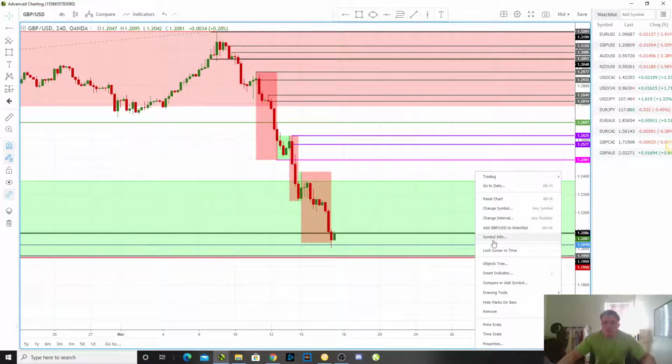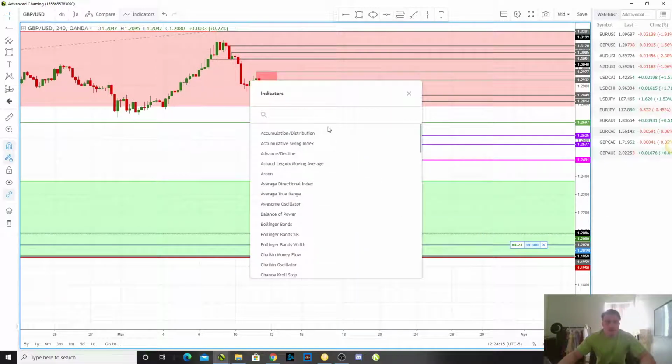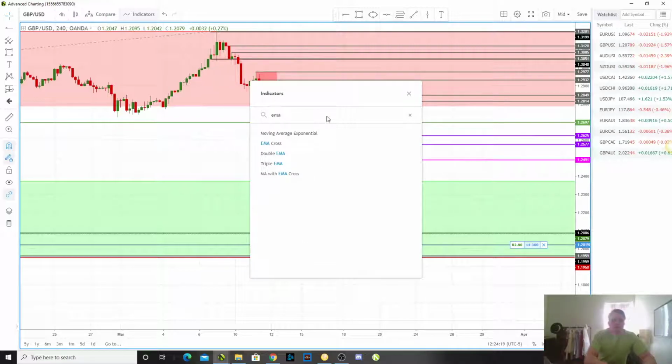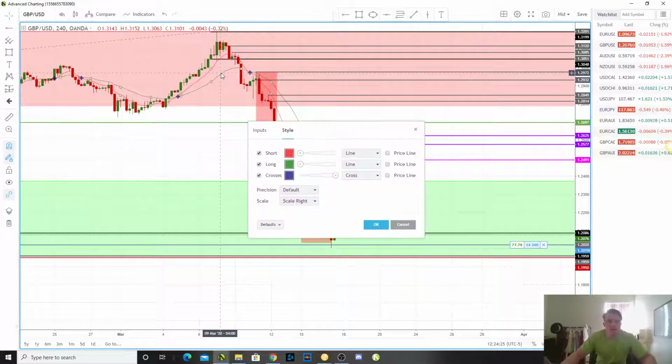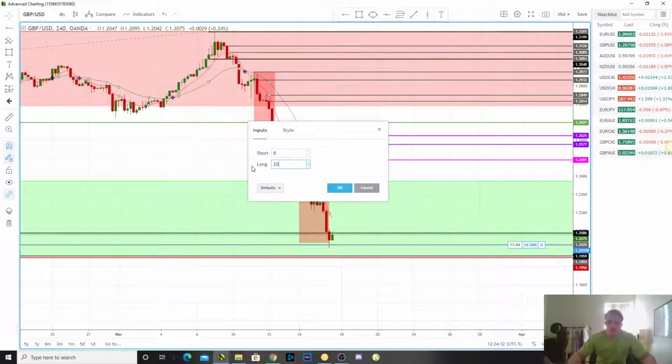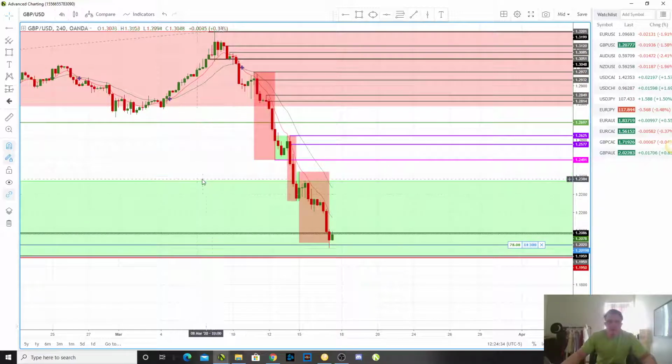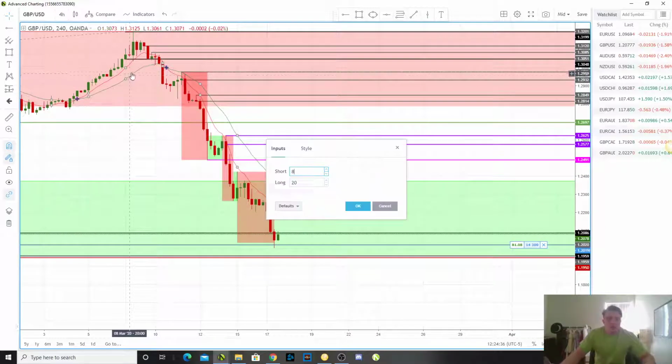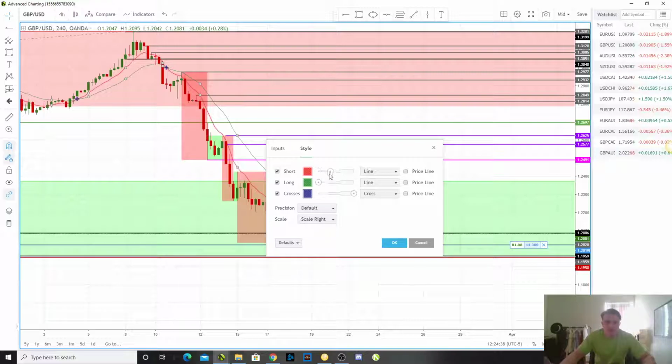So you go to, actually, backslash. So you add EMA cross. Okay, I think I already have these preset inputs. So I just do like an 8 and 20. That's what I've been kind of looking at. So make these thicker.